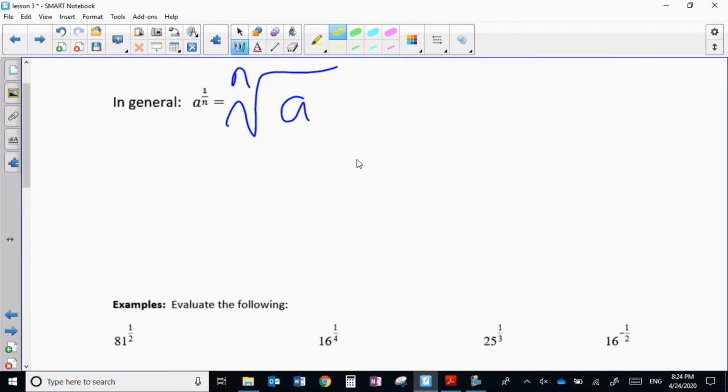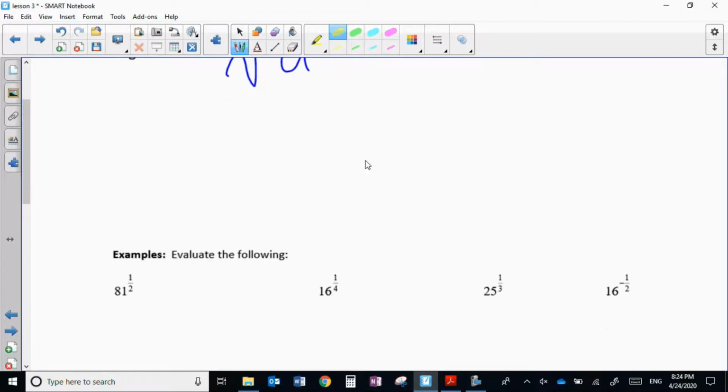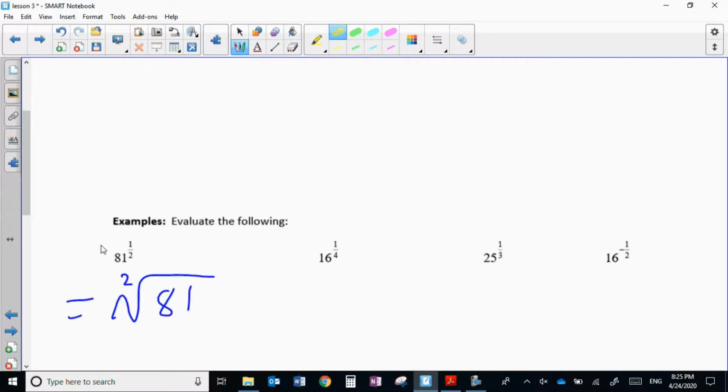And that's the next rule. Now, that means that 81 to the power of a half is the second root of 81. We don't usually write the 2 here, but you can if you want. It's just like square roots have an invisible 2 there. It might not be something you know. Okay, the square root of 81 is, of course, 9.